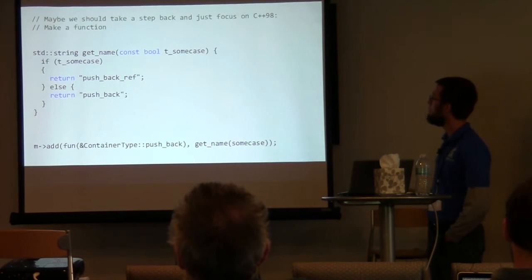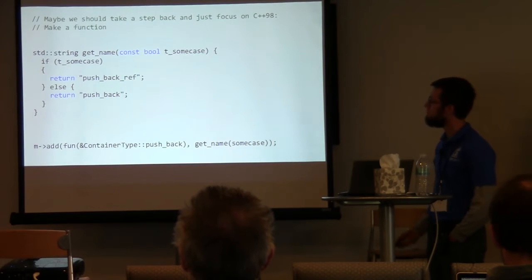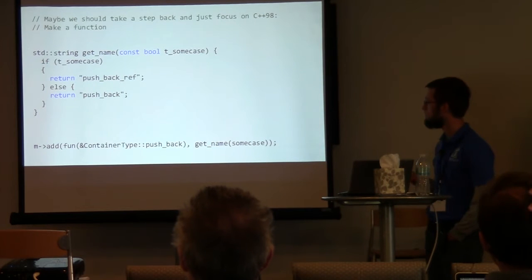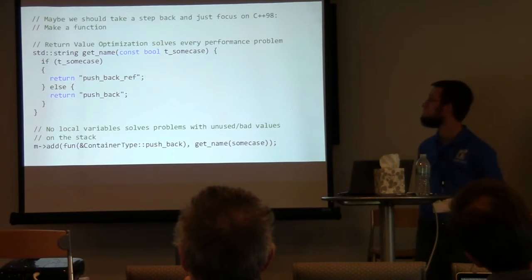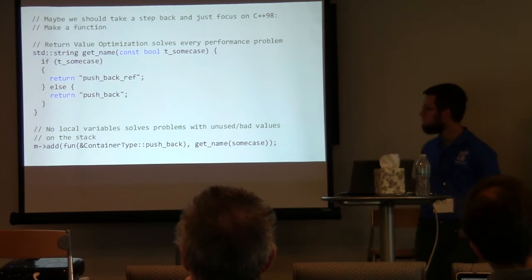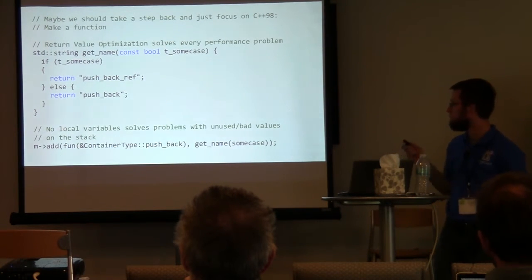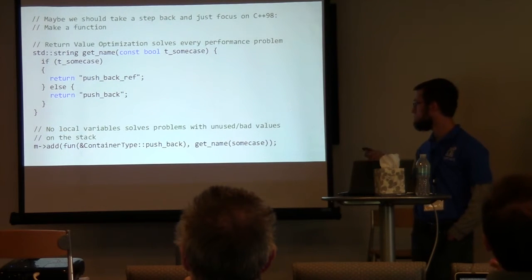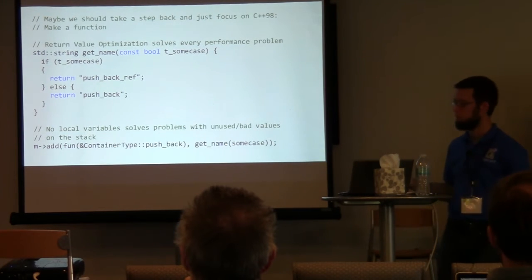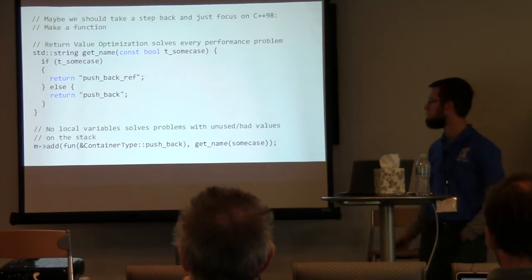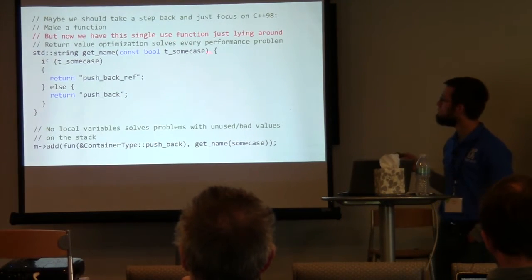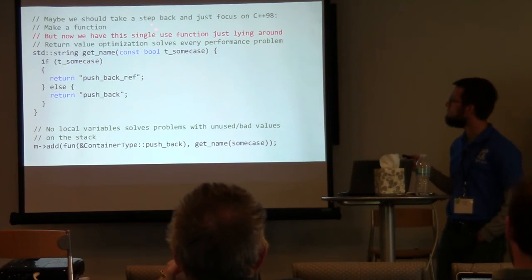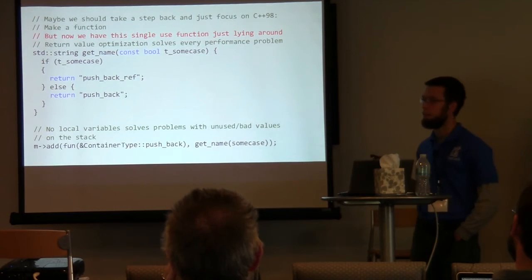So maybe we just go back to C++98. We create a function. This works. So we create a function, takes our Boolean, returns the appropriate value. Return value optimization solves any potential performance problems. We have no local variables, so we don't have to worry about moving something that we're going to use later or something taking up stack space. But this still kind of annoys me because I don't really like teeny tiny functions that have exactly one use.